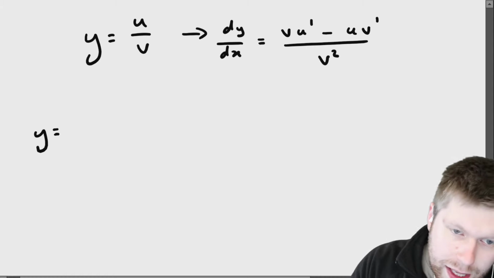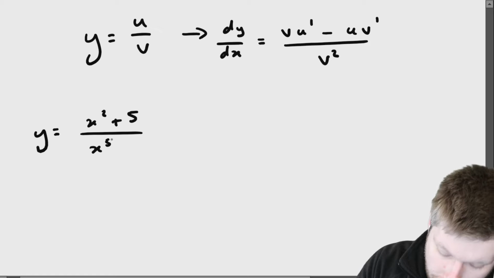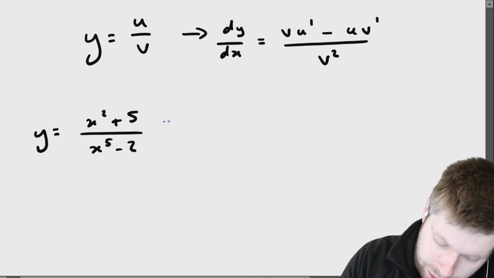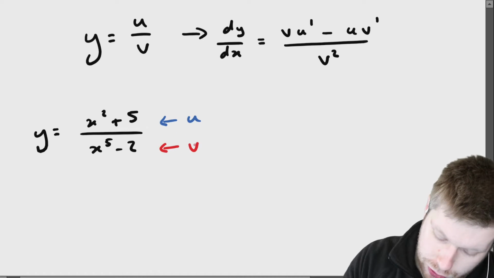Let's take, for example, y equals x squared plus 5, all divided by x to the 5 minus 2, okay? So if I want to differentiate this, I first of all need to identify what is u and what is v. Well, let's say the numerator is u and the denominator is v.